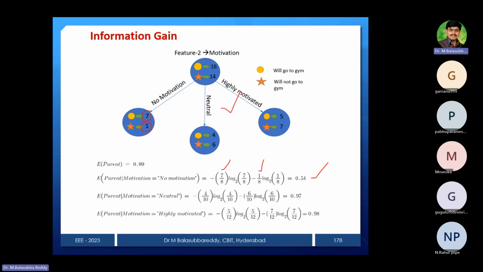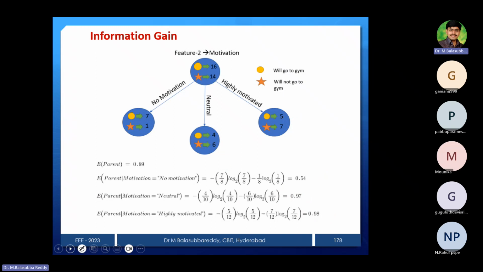Then for neutral motivation, out of 10, there is 4 by 10 for the positive class and 6 by 10 for the negative class. We solve that and get 0.97 for the neutral case. And the last one, highly motivated: the positive class is 5 by 12, because the total is 12, and the negative class is 7 by 12. Then we get 0.98. Now we have calculated the entropies.